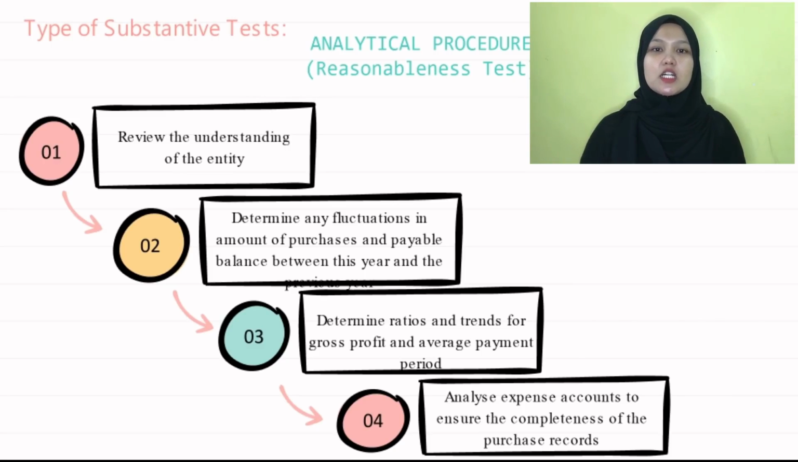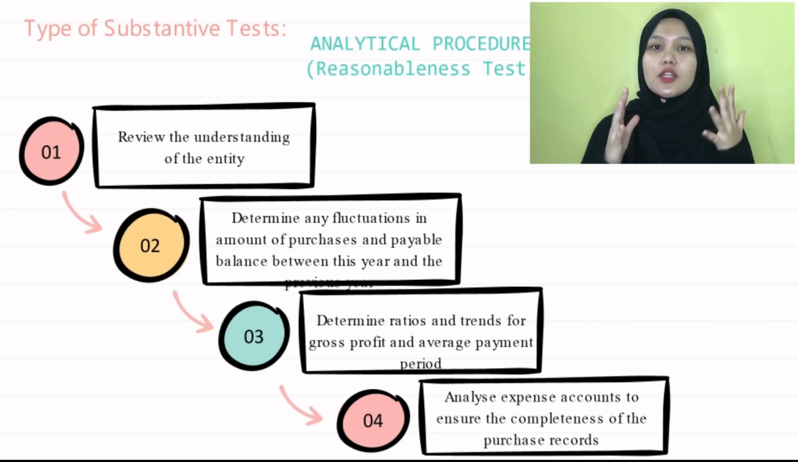In substantive tests, analytical procedures are planned to confirm expectations and are performed in 4 stages. The first one is to review the understanding of the entity as to whether any changes to payable balances are to be expected. 2. To determine any fluctuations in the amount of purchases and payable balances between this year and previous year. 3. To determine ratios and trends for gross profit and average payment period. An unusual change in gross profit margin compared to previous year's figures signifies the possibility of misstatements in recording purchases.